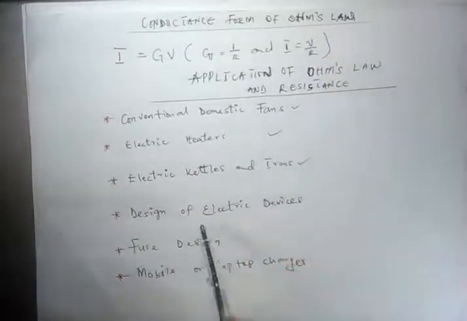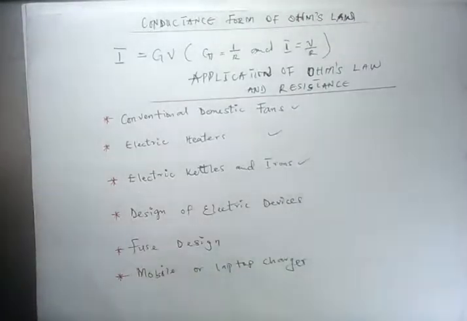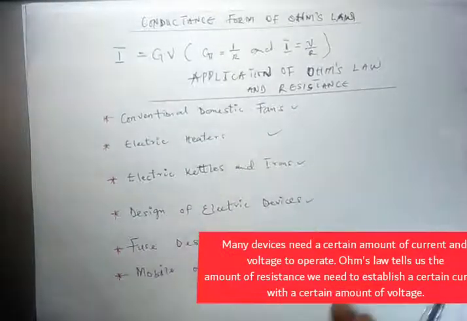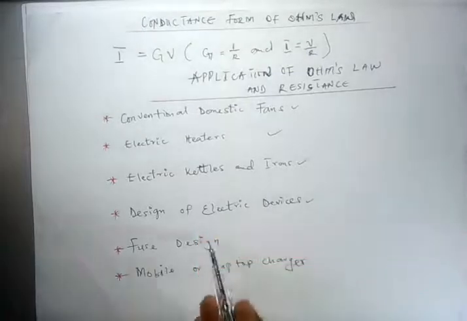We can also talk about the design of electric devices. Devices such as laptops and mobile phones require a DC power supply with a specific current. Many devices need a certain amount of current and voltage to operate. These are some examples. Ohm's law tells us the amount of resistance we need to establish a certain current with a certain amount of voltage as well.